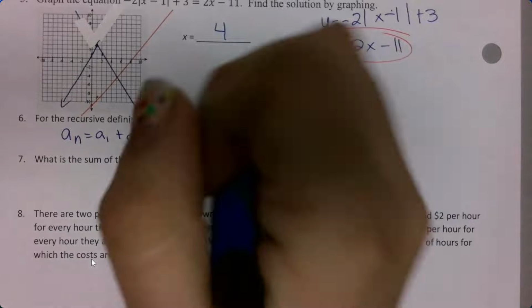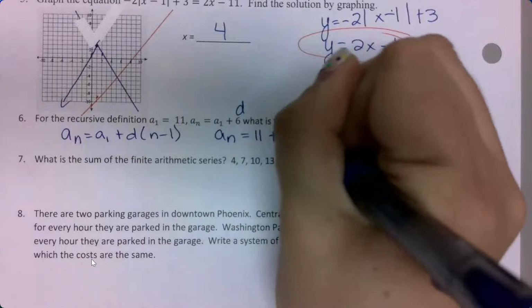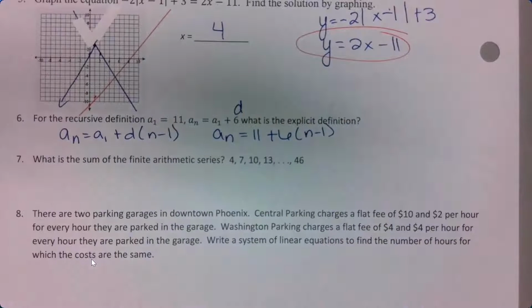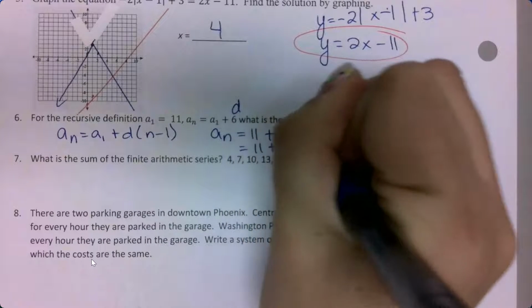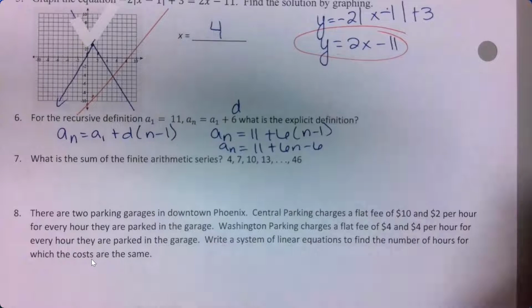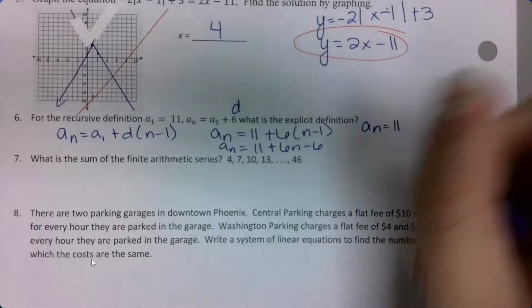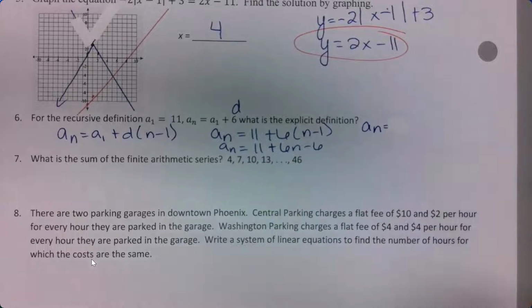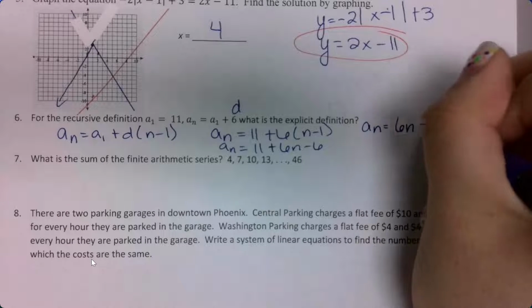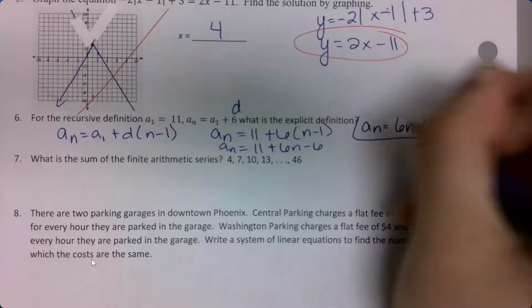I'm going to fill in what I know. So I have a sub n equals 11 plus 6 times n minus 1. And then I just want to simplify. So that's going to be 11 plus 6n minus 6. And then I want to combine like terms. Oops, 11 minus 6 is not 11. I'm going to write the 6n first, and then plus 5 for my explicit definition.